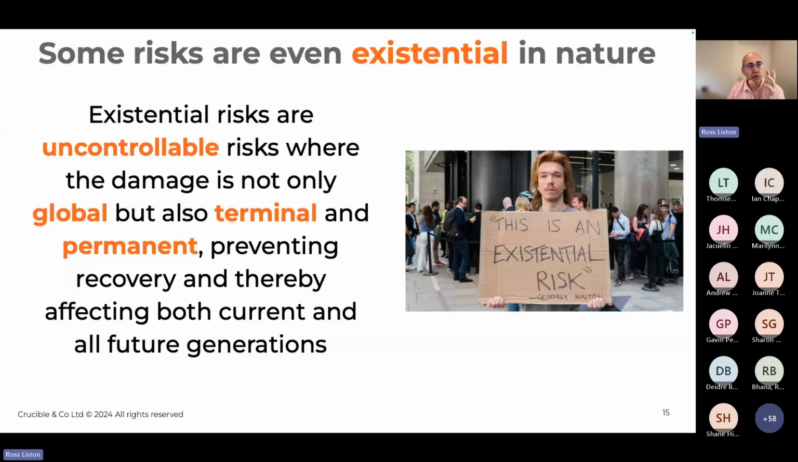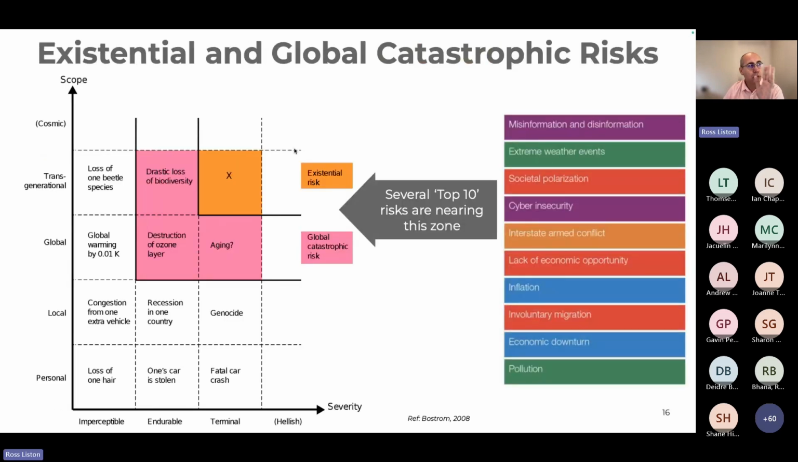They may very well be existential in nature, and it's not a term that just gets thrown around. There's a slide to come that will probably unpack this a little bit more, but these are really extreme risks that are global, they're terminal, and seem to be permanent. And interestingly enough, this image is a reference to someone questioning whether the advent of AI will be an existential risk. Obviously there's diverse opinions out there, but strong beliefs that this could be a real game changer. But if we look at the model where existential risk comes from, this is from a guy called Bostrom in 2008, you can see from the left-hand side, we're now looking at scopes that are going beyond global, and they even get into transgenerational.